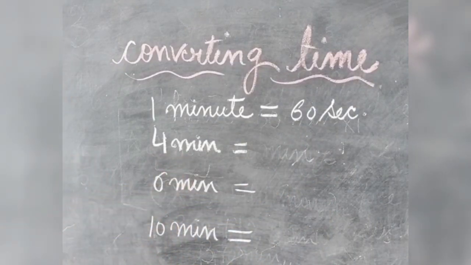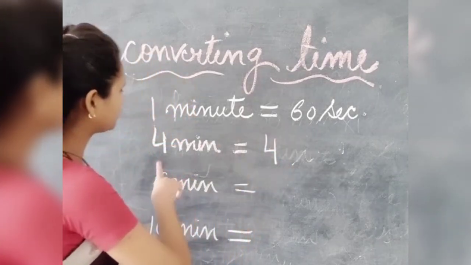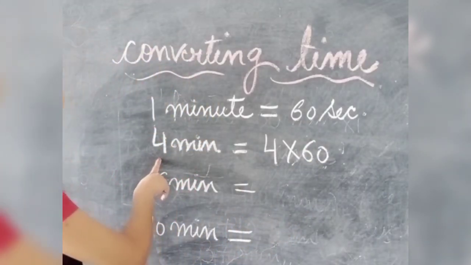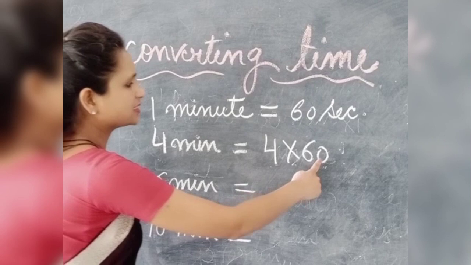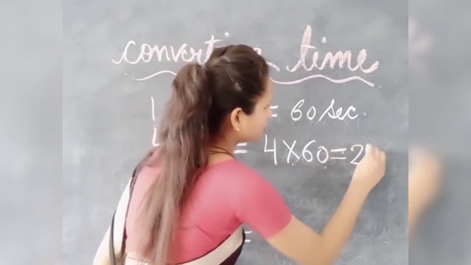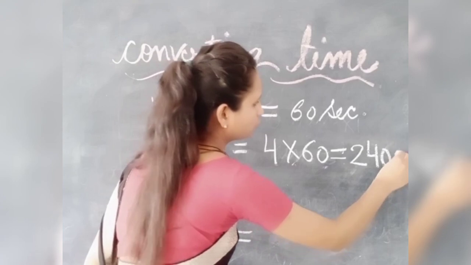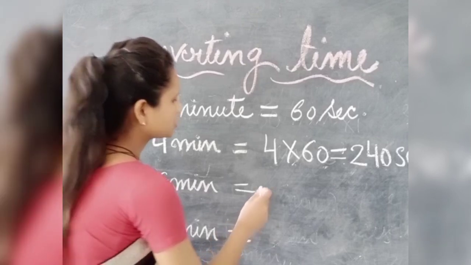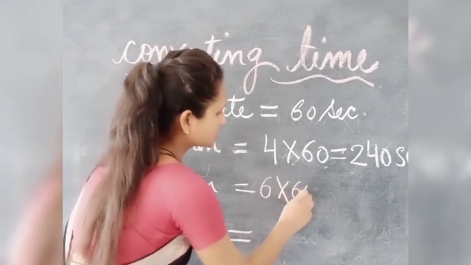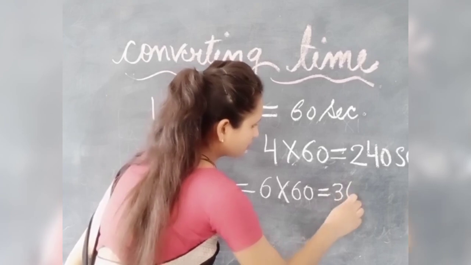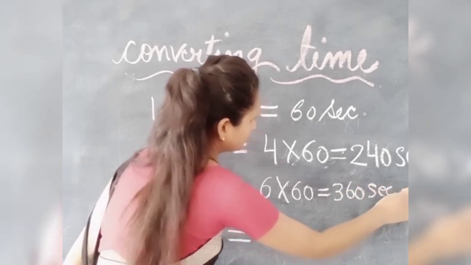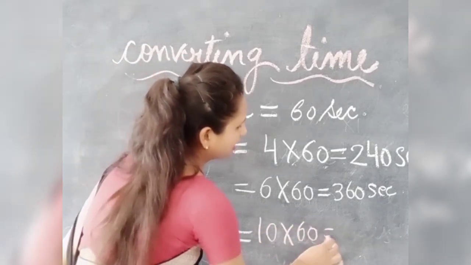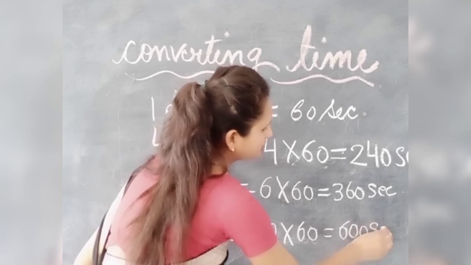So 4 minutes. I have told you that you have to multiply 60 with the given number, that is for minutes. 4 multiplied by 60 is equal to 240 seconds. 6 minutes: 6 multiplied by 60 is equal to 360 seconds. 10 minutes: 10 multiplied by 60 is equal to 600 seconds.